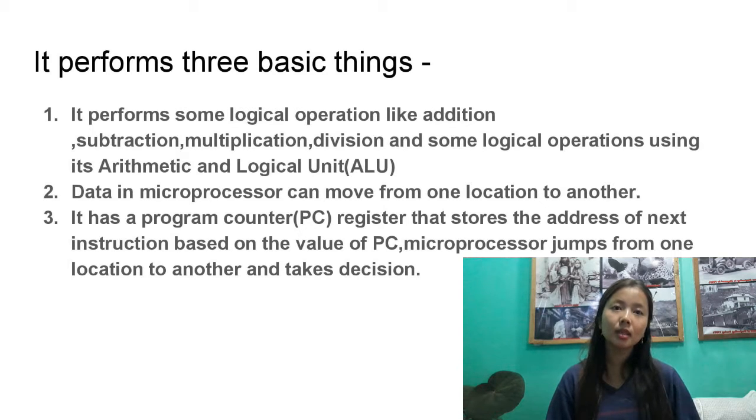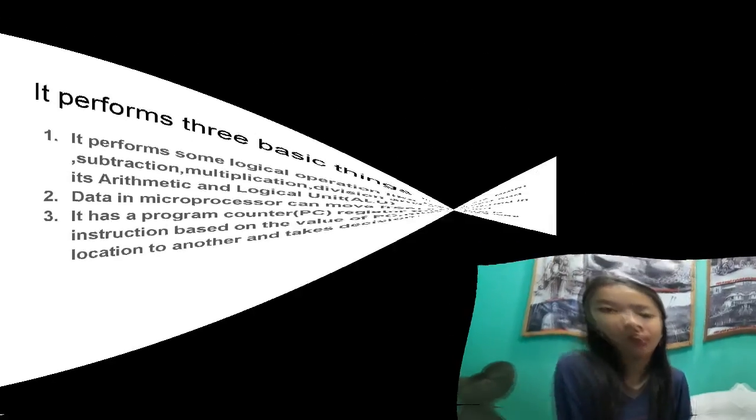Number two, data in a microprocessor can move from one location to another. Number three, it has a program counter, PC register, that stores the address of the next instruction. Based on the value of the PC, the microprocessor jumps from one location to another and takes the further decision.